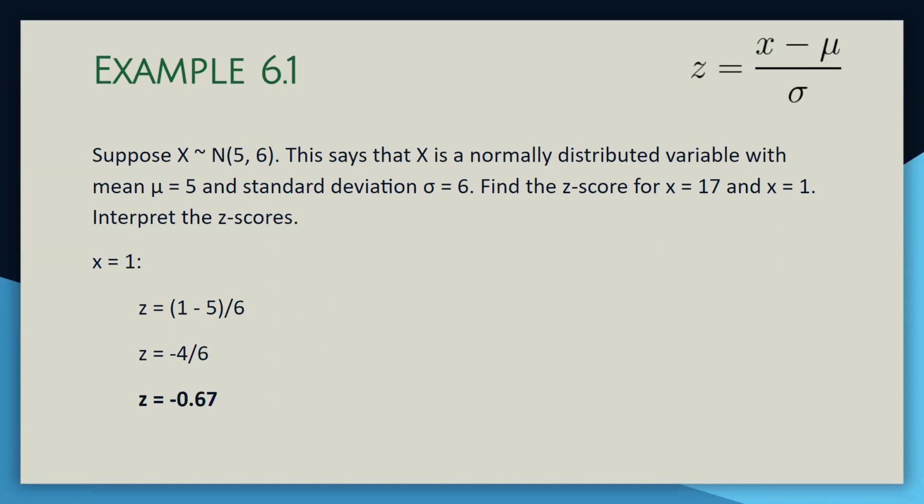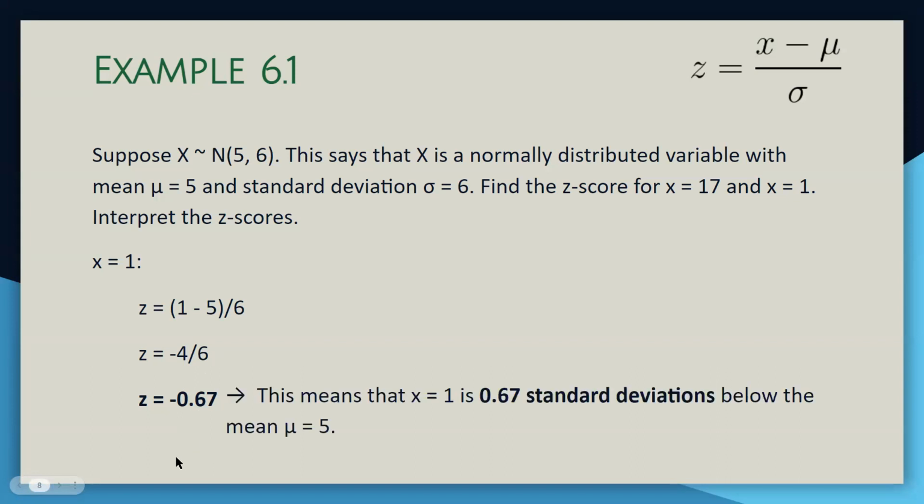You'll notice this is a decimal answer, and that's okay. You will also notice that we round z-scores to 2 decimal places. And you'll see why that is in another video where we talk about how to read probabilities from table E. So there is a reason to do this. We just haven't seen it yet. So I'm asking you to trust me for a short bit and round your z-scores to 2 places. Looking at this specific z-score, we know that x equals 1 is 0.67 standard deviations below the mean of 5.